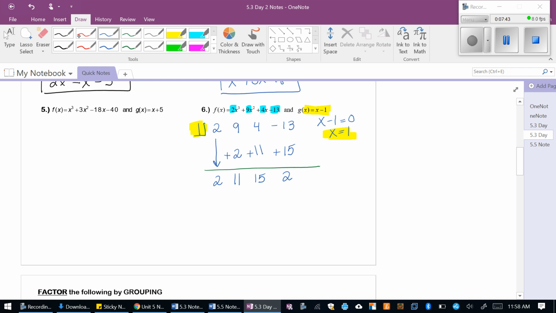We're going to start 1 degree less than the third power when we write our final answer. And we are going to see that it would be 2x squared plus 11x plus 15. And then we're going to write this in remainder. So we're going to do plus 2 over whatever that g of x function was, x minus 1. And that would be your final answer.